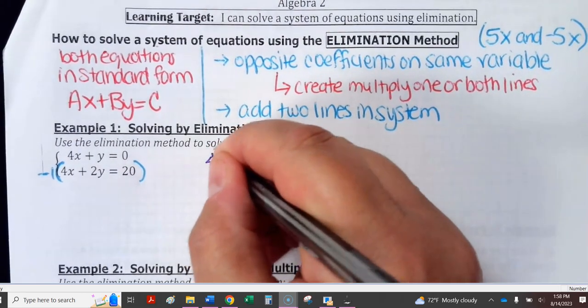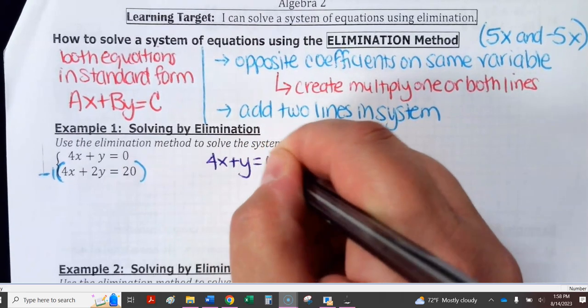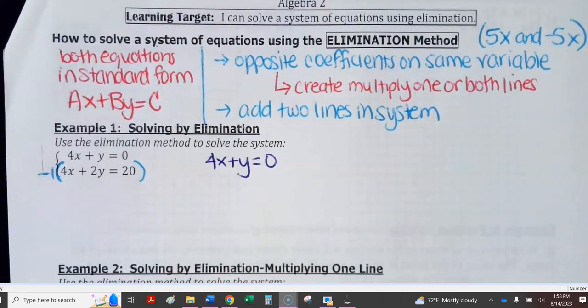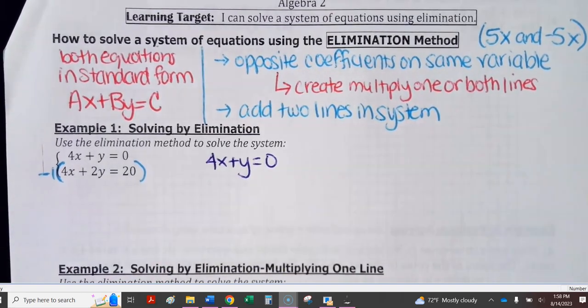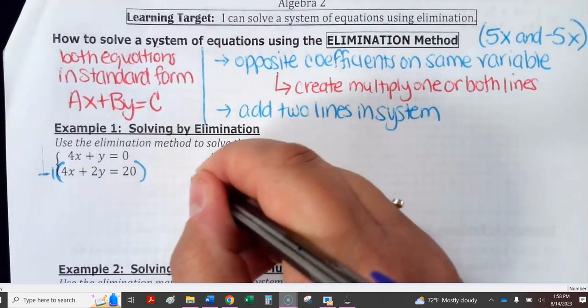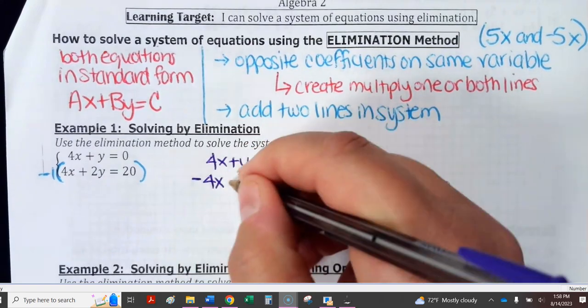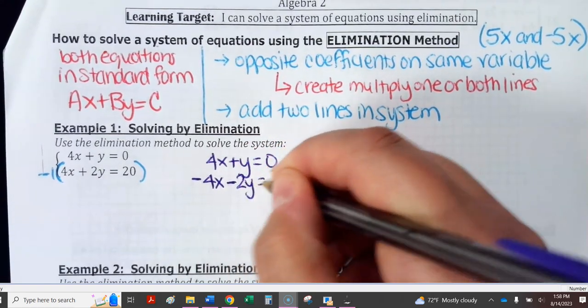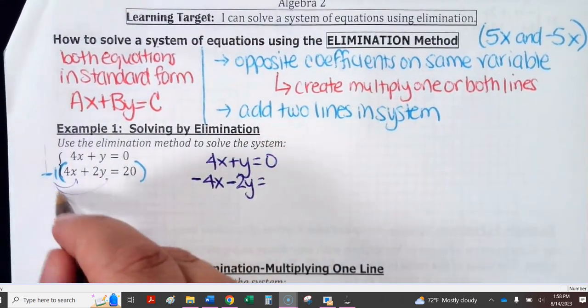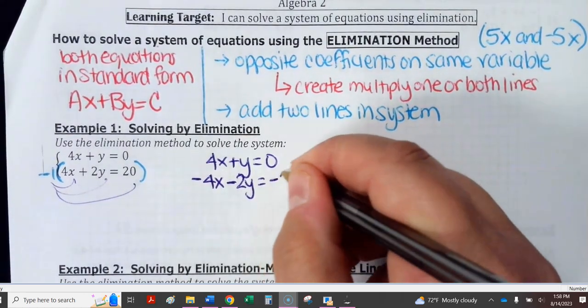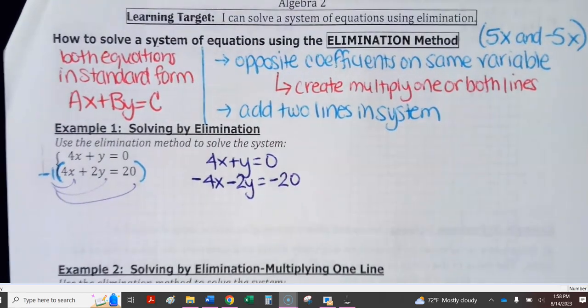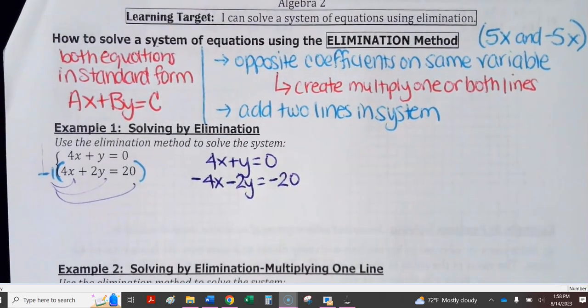Okay, I'm just going to copy the top one real quick. So just keep it 4x plus y equals 0. The bottom line, if I multiply everybody by -1, it's just going to take and make each sign opposite. So it'll be -4x minus 2y, and then just don't forget it has to be by everything, including the 20 that's on the other side of the equal sign. That would be -20. That equation is equivalent to the one that was originally typed there. We're just manipulating it for our purposes.